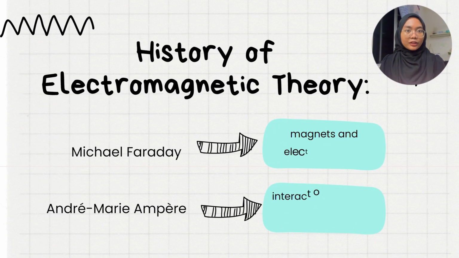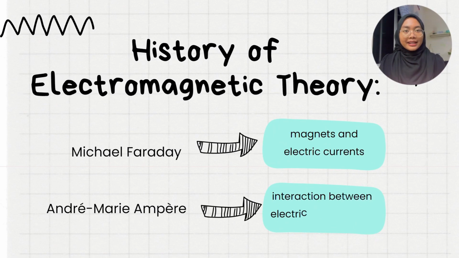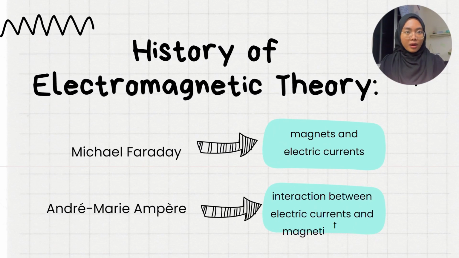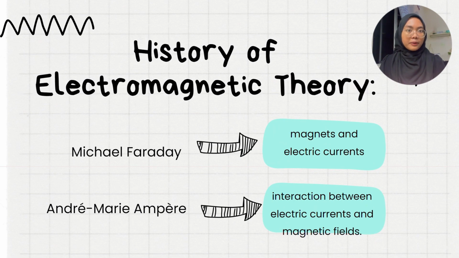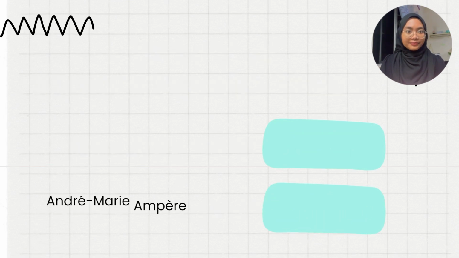The history of electromagnetic theory. The story begins with the works of Michael Faraday and André-Marie Ampère in the early 19th century. Faraday's experiment with magnets and electric current led to the formulation of Faraday's law of electromagnetic induction. Ampère's work, on the other hand, focused on the interaction between electric currents and magnetic fields.